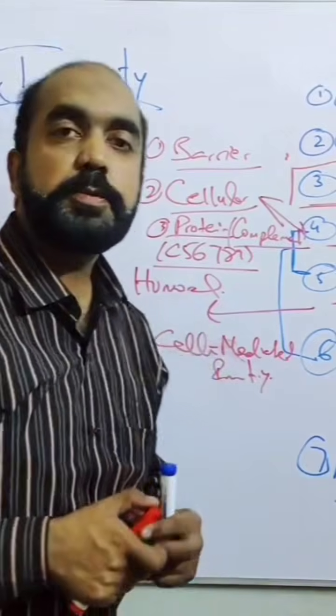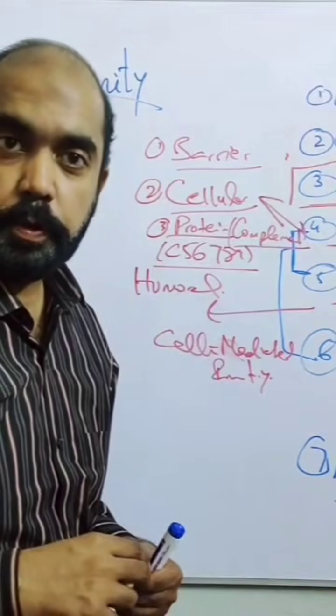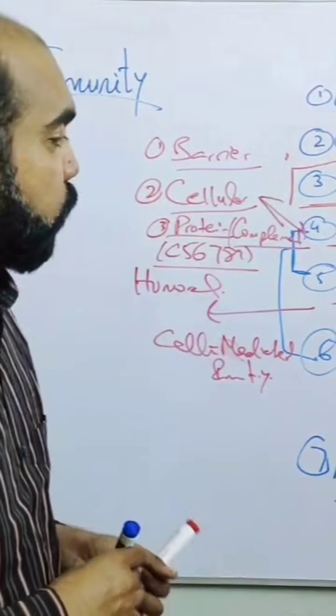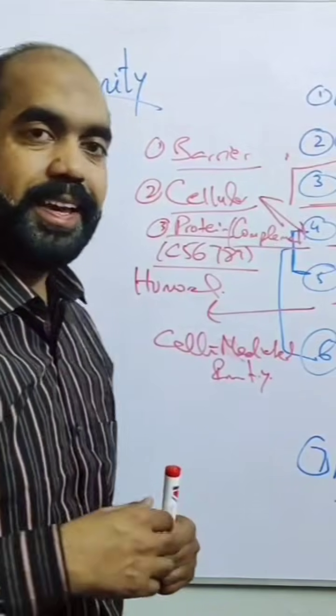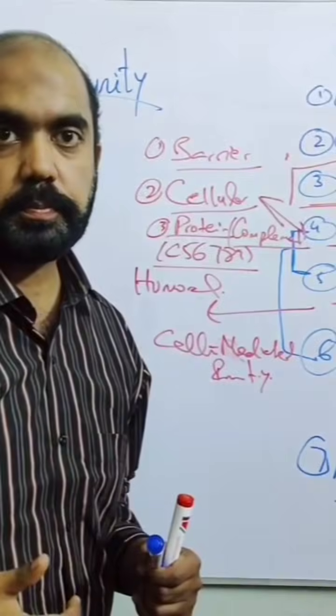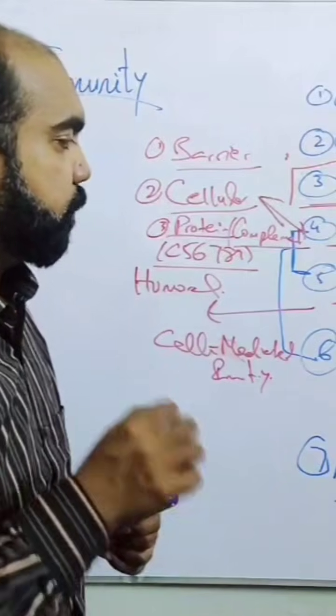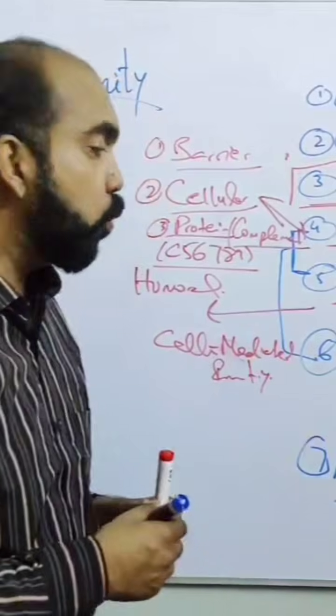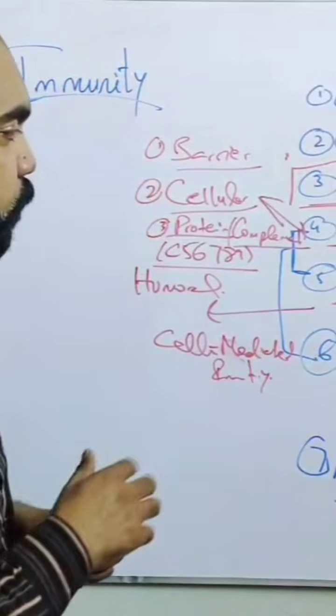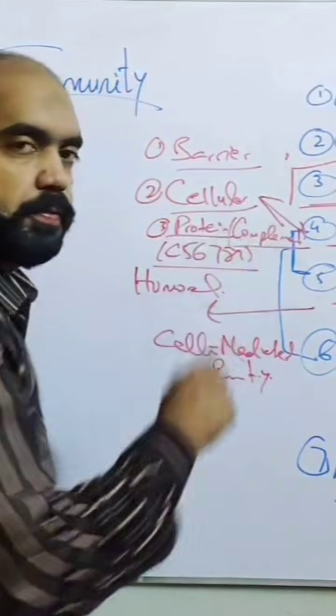So humoral immunity means production of antibodies. So how are antibodies produced? Antibodies are produced with a sophisticated mechanism and process, which is antigen presentation. So what I'm trying to say here is antigen presentation is a process in which antigen is presented to T lymphocytes, which are also part of the adaptive immunity.